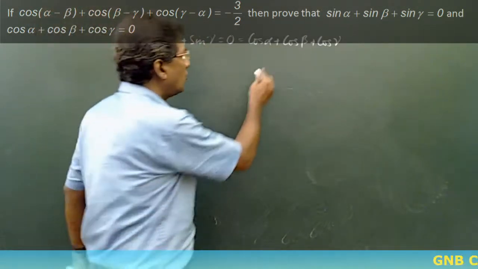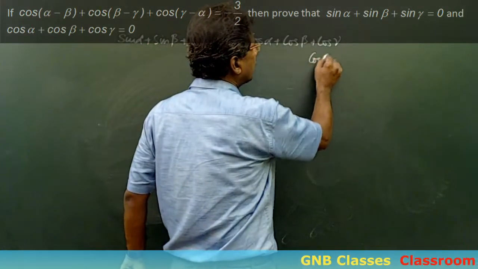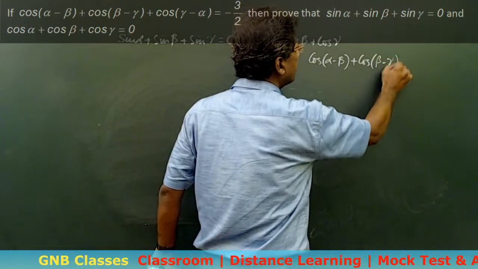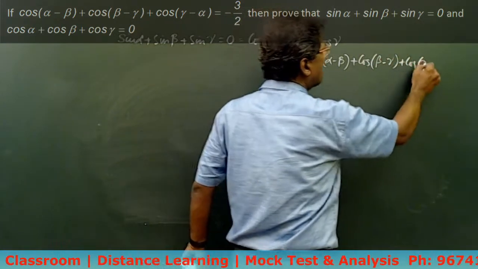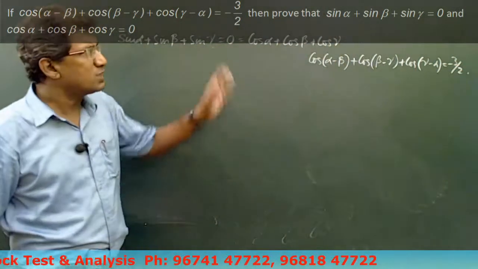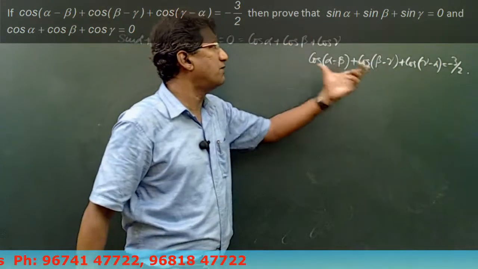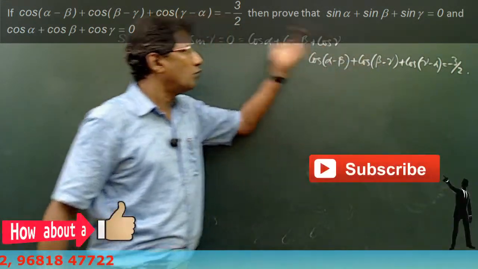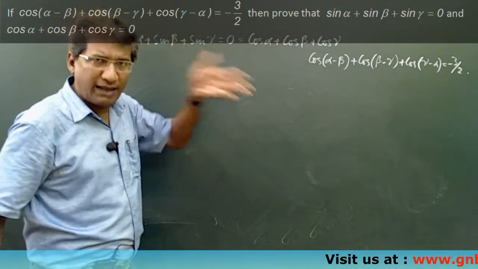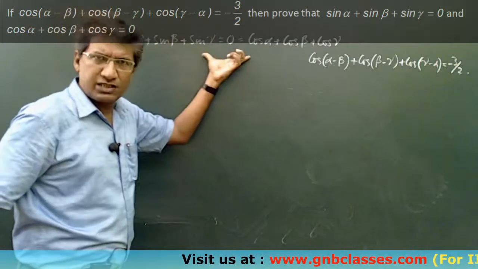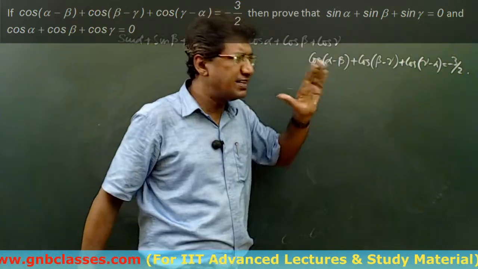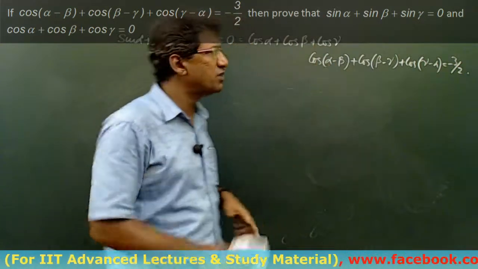What have they given you? That cos alpha minus beta plus cos beta minus gamma plus cos gamma minus alpha equals minus 3 by 2. Am I correct? This is what they have given. They have given you this thing in this problem and we have been asked to prove this. Now what I am saying is, we have been given this and we have to prove that this is equals to minus 3 by 2. Is it clear? It is just the reverse of this problem which is given to us.